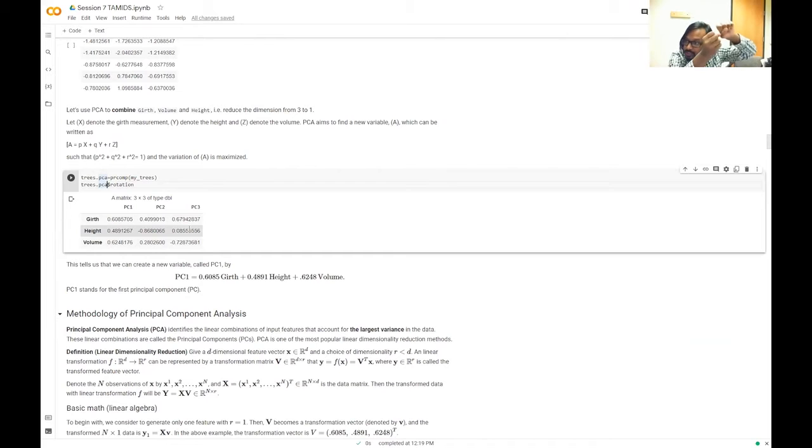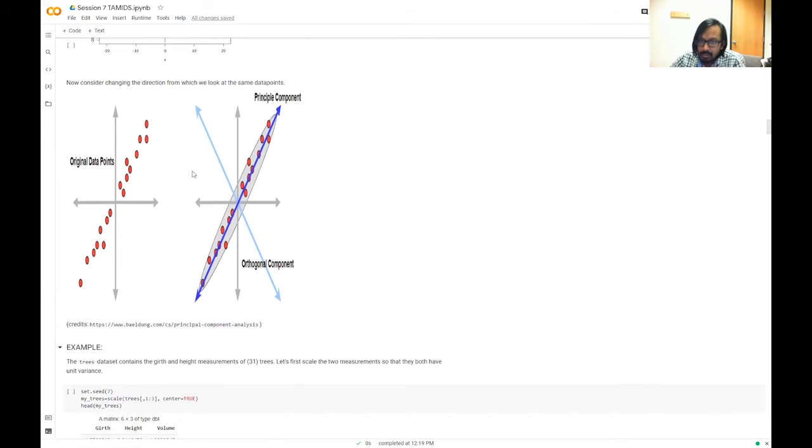By rotation, we are changing the way we are looking at the data. Instead of looking at girth, height, and volume, we are going to look at 3 new variables, which we name PC1, PC2, and PC3. Now, PC1 turns out to be 0.6085 times girth, plus 0.4891 times height, plus 0.6248 times volume. PC2 turns out to be 0.4099 times girth, minus 0.868 times height, plus 0.28 times volume. Similarly, the third PC. So if you go back to this picture, the original coordinate system corresponds to the original variables. The new coordinate system corresponds to PC1, PC2, right?